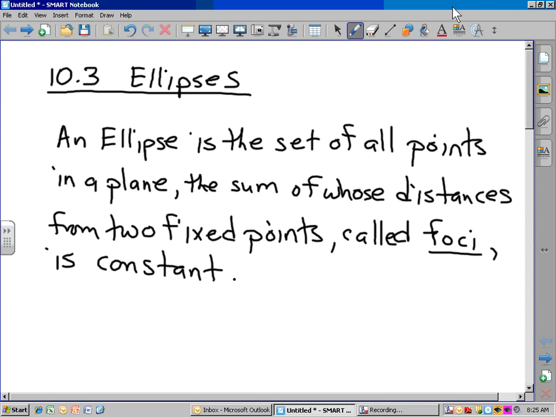if you think about a circle. A circle represents the set of all points that are a fixed distance from a single point, which we call the center, right? Now we're talking about two points. So the sum of whose distances from two fixed points, foci. One of them will be called a focus point.